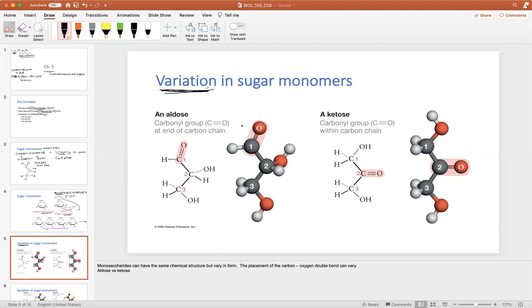So how do the monomers in sugars vary? Well, one way they can vary is the placement of that double bond that I showed you earlier. So sometimes you'll find the double bond at the end of the molecule. In that case, it would be called an aldose. I'm not going to test you on that terminology, okay? Or sometimes the double bond can be interior to the molecule. In that case, it would be called a ketose. Again, not really going to test you on that terminology. What I want you to understand is that one way that monosaccharides can vary is in the placement of the carbon double bond, okay?